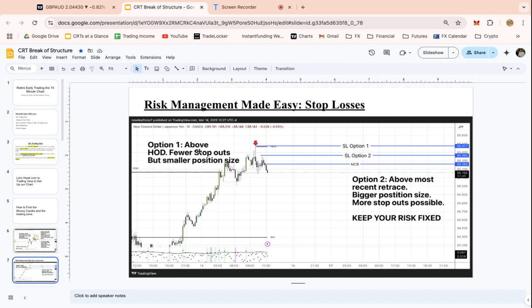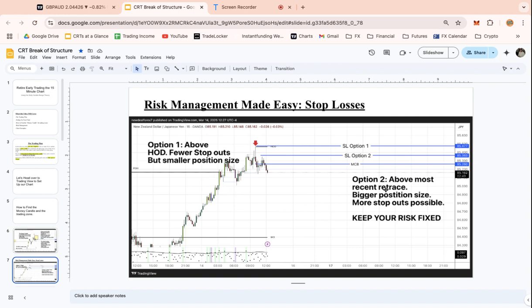What's the benefit of that? You're not going to be stopped out as much, but your position size may be smaller. So instead of taking, say, half a standard lot, you can only take like a 0.2 because the stop loss is going to be bigger. It's going to be like 30 pips instead of, say, 15 or 25.